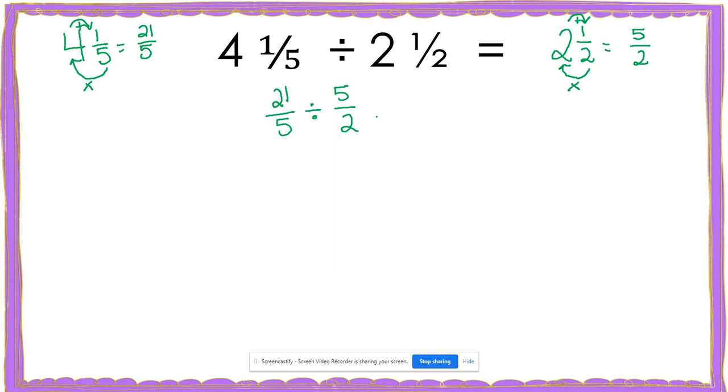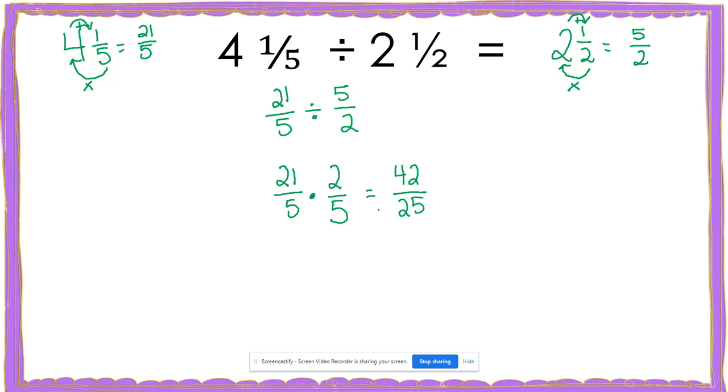Now that I have improper fractions instead of mixed numbers, I can use my algorithm for dividing, which says to multiply by the reciprocal of the divisor. So I'm going to keep 21/5 and multiply it by the reciprocal of 5/2. And the reciprocal of 5/2 is 2/5. Now all I have to do is multiply straight across. 21 times 2 is 42, and 5 times 5 is 25.